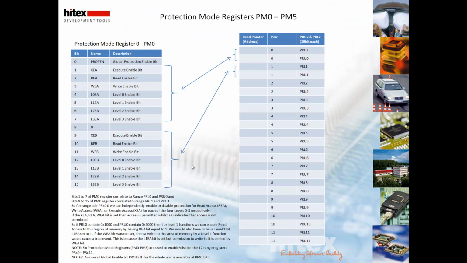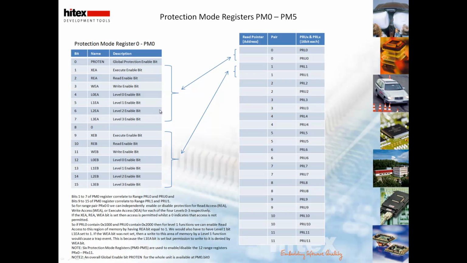So having set the ranges up in the PMR registers, we now have to enable the read, write and execute permissions, as well as identify which level of software has access to those particular ranges. This is done through 6 registers, PM0 through to PM5, which correspond to the range registers 0 through to 11. So there are 6 mode registers and there are 12 range registers. So each mode register is responsible for 2 complete ranges.